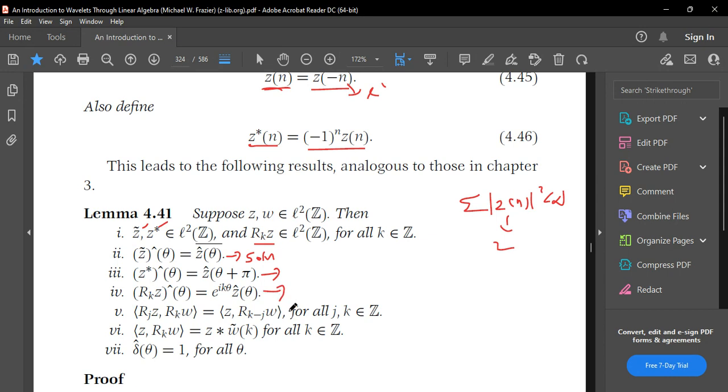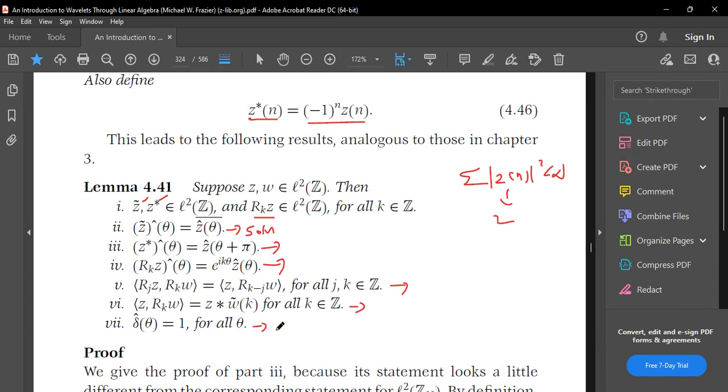And the fourth one you can easily prove. The fifth one is in the solution manual. And the last one also, you can apply cap and find it is equal to 1.